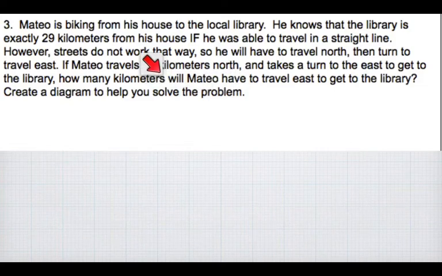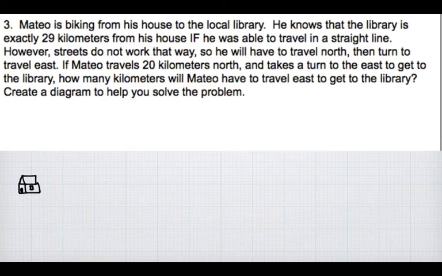Let's create a diagram. Let's start off with Mateo's house. So let's say Mateo's house is somewhere over here. There's the door. Here's a little window. Okay, so here's Mateo's house. We know that the library is going to be 29 kilometers away from his house if he was able to travel in a straight line. So we'll leave that to the end. But we do know how he traveled. He traveled 20 kilometers north.